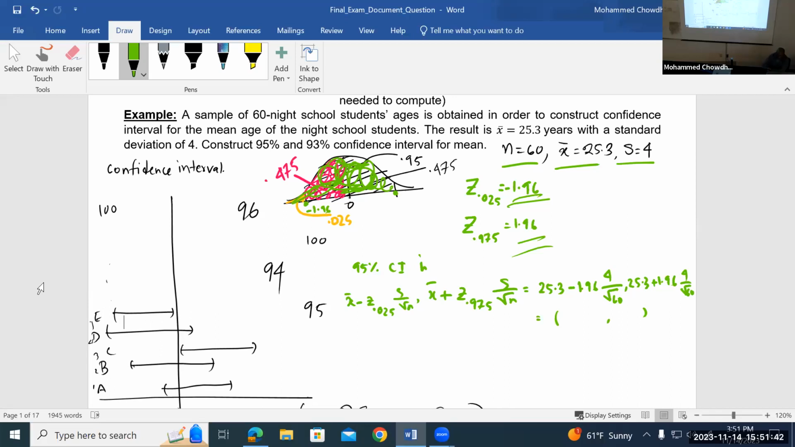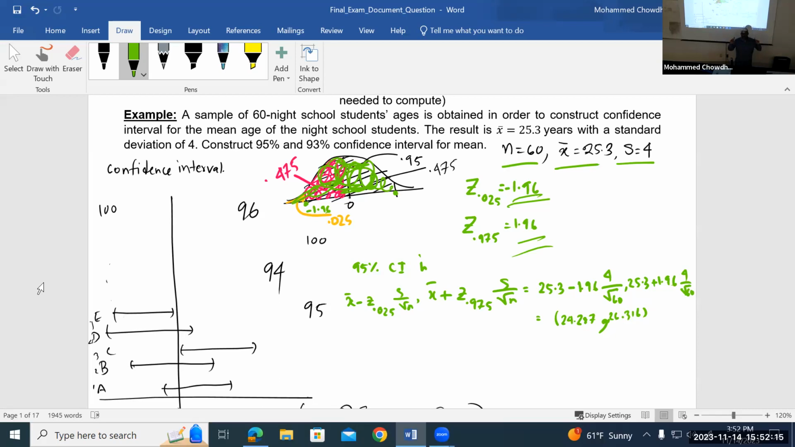So I got 24.287, and the other one was 26.312. 24.287, 26.316. These are the results she got. I believe her, okay? Understand? Clear, right?